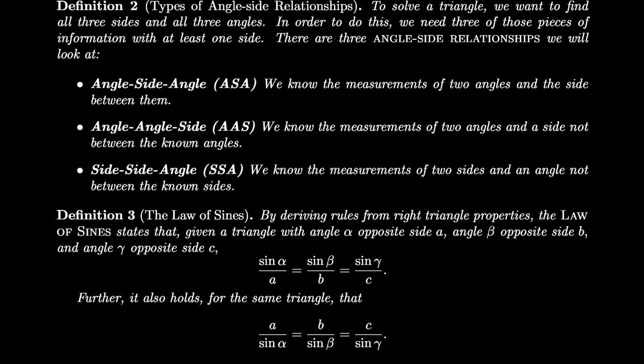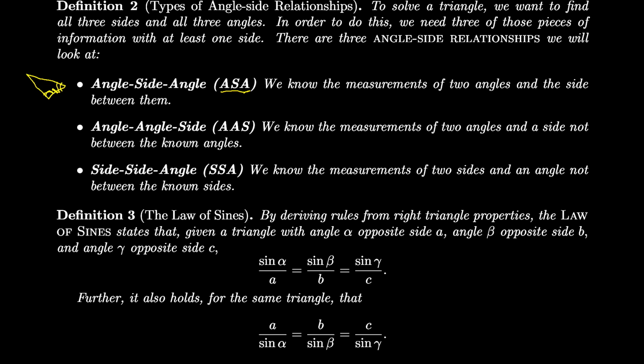The first one is angle-side-angle, abbreviated ASA, and that's the measurement of two angles and the side between them. So that's something like this. If I have this triangle here, for example, if I knew this angle, I knew the measurement of this side, and I knew the measurement of this angle, then that would be an angle-side-angle situation that we could deal with.